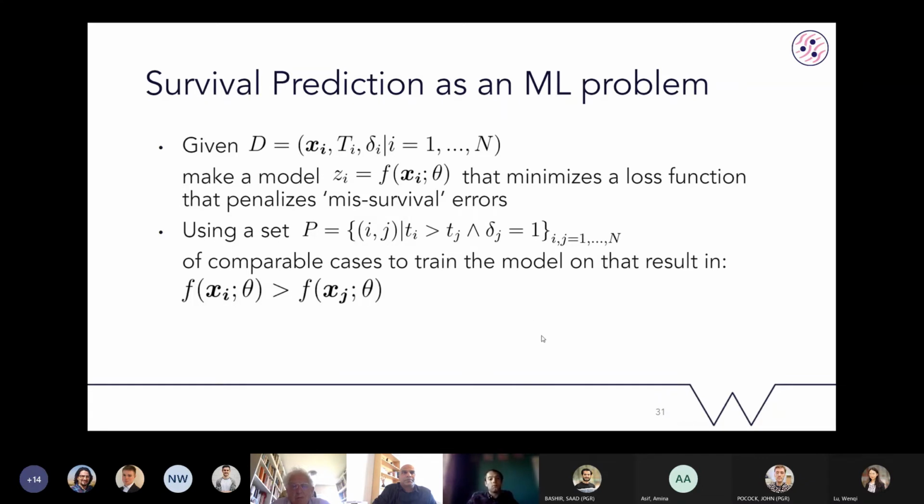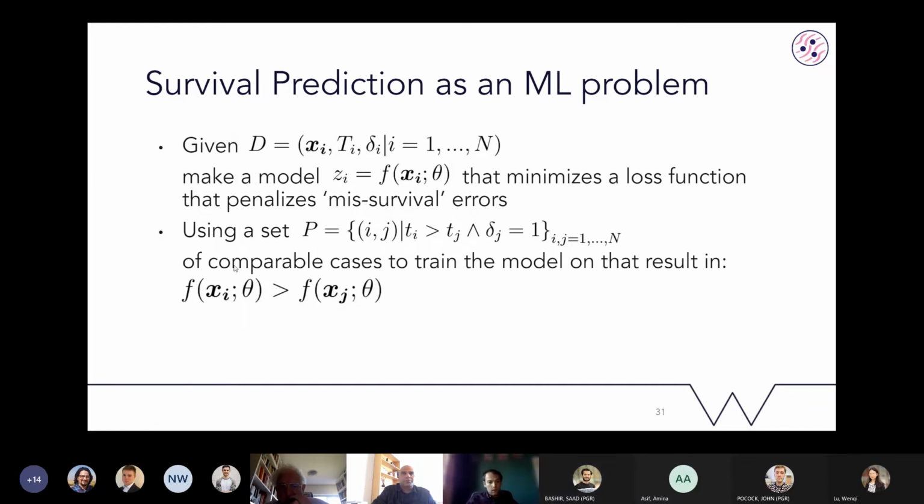And what we want to do is make a model f of xi, which minimises the loss function to penalise missed survival errors. And we do this using a set of comparable cases to train the model. So I've got this set P, and what this shows is that for subjects I and J who are being compared, if the survival time of I is greater than J, then J must have had an event. Otherwise we can't compare them. So if the survival time of I was greater than J and J was censored, you can't compare them.